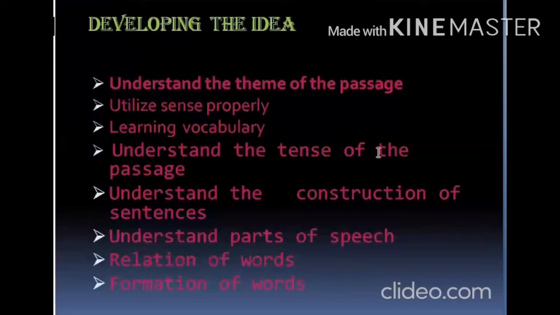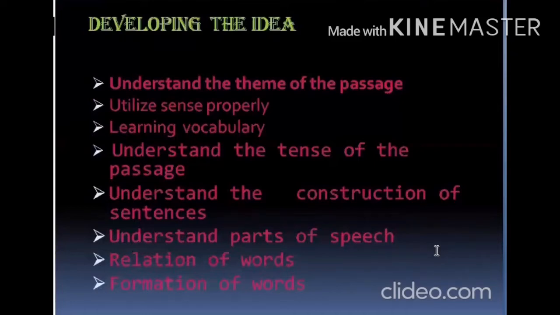Next, understand the construction of sentences. It is another important part. If you don't understand the structure of the sentence, then it will be very difficult for you to complete your gap, because then you don't understand which part of speech is suitable for the blank.